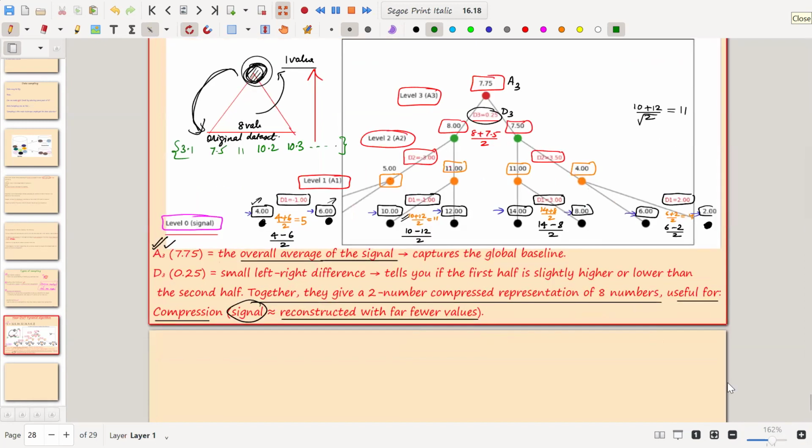So that's the plan here. How much time do we have? Oh, we still have time.